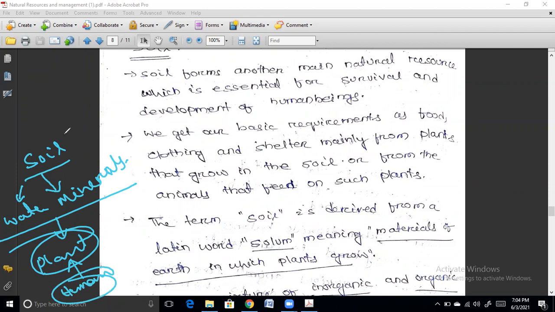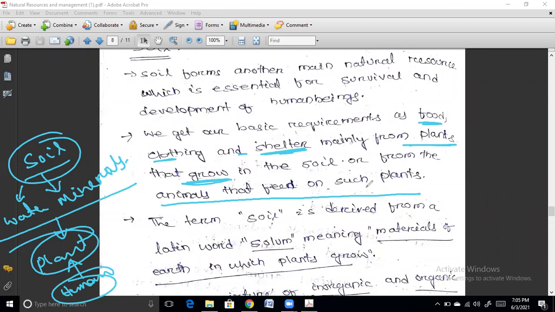Okay, so soil is a natural resource because it is important for all living organisms. So see, the basic requirements are food, clothing and shelter. For living, eating and drinking, we mainly depend upon plants, and plants depend upon the soil for their growth. And the animals feed upon such plants; animals depend upon water and plants, and those plants grow upon the soil.